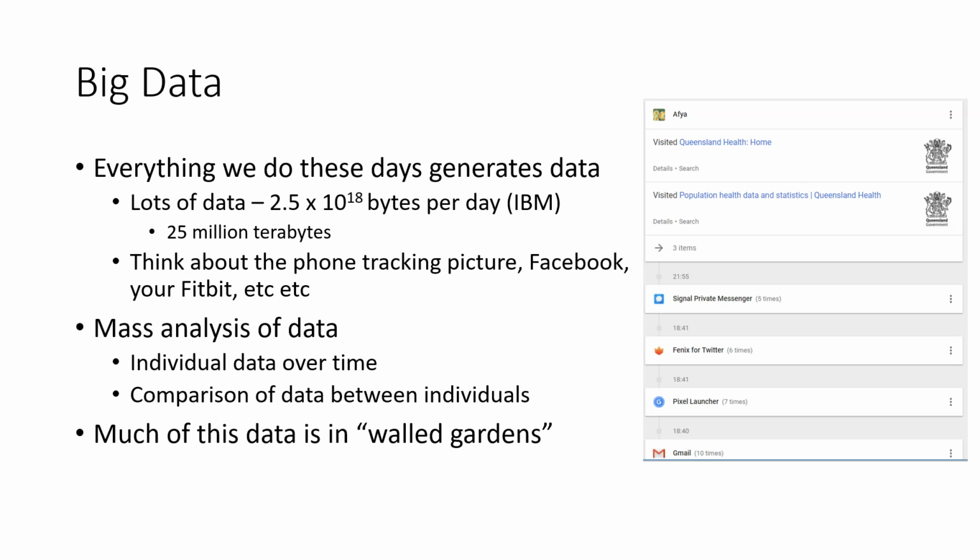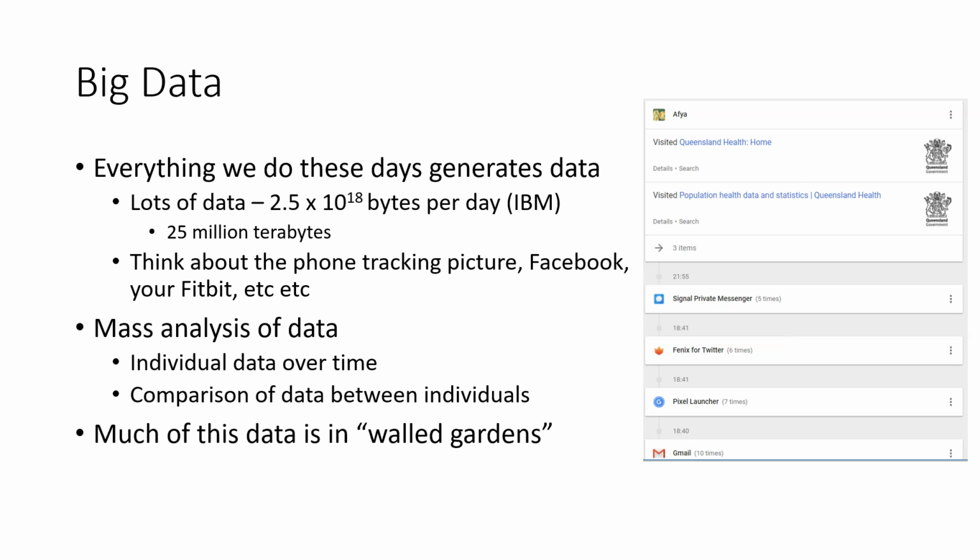And so when we use the term big data, using all of this data that we generate and looking for trends, the two different ways that we can use this sort of data is looking at your own data over time, but then also comparing the different data sets between individuals. So how does one person's data compare to another?